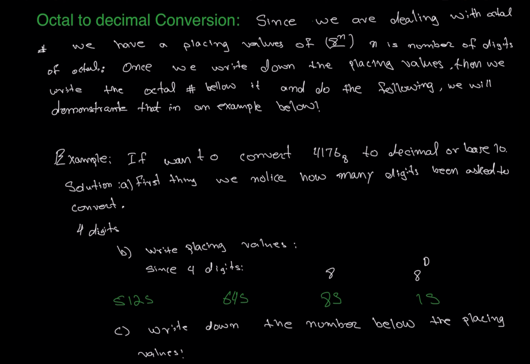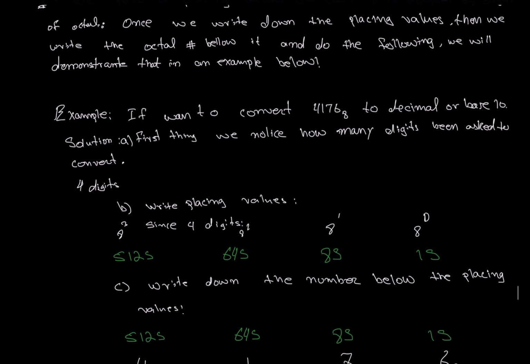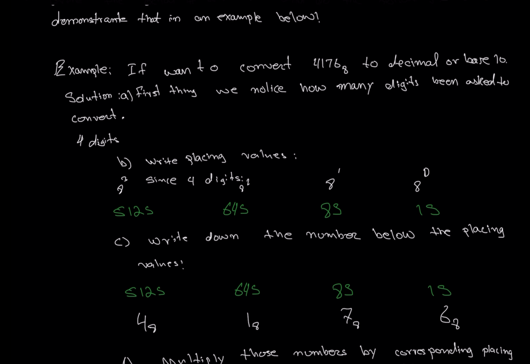Then 8 to the power 1, 8 to the power 2, 8 to the power 3. So that's how we place the values. Any number raised to the 0 power is 1. 8 to the power 1 is 8. 8 squared is 64, and 8 cubed is 512. You find those placing values, and you only do 4 because the question is asking for only 4 digits. Then once you do that, write down the numbers below the placing values.